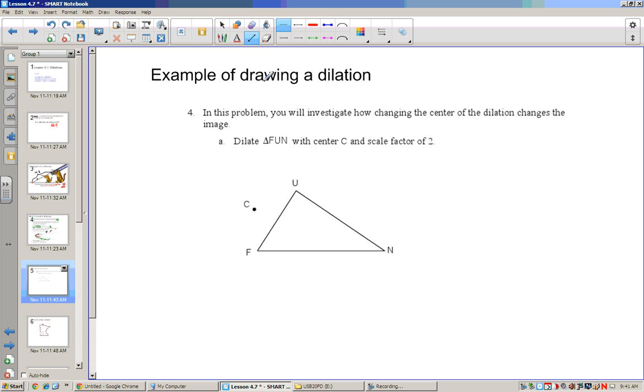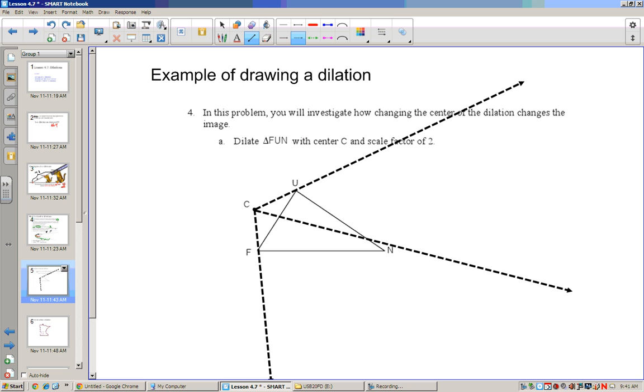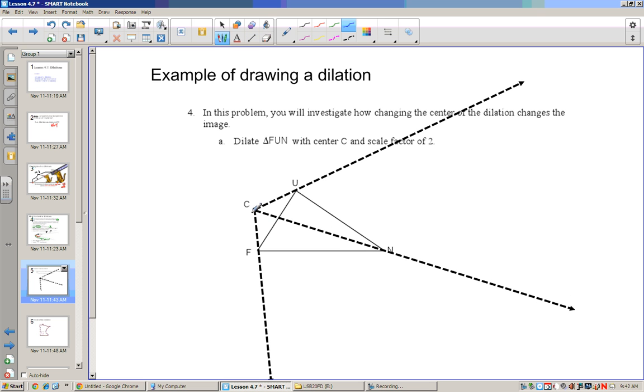Now in number 4, the next problem, we're going to do the same thing, but now it says C is our center of dilation. So I start at C, and I make lines through all 3 vertices. Now I'm going to measure from C to F, and I'm going to multiply that by 2, and that's too far. Maybe it's somewhere around here. And that's going to be my F prime. So I take this distance and double it, and I should find my F prime.